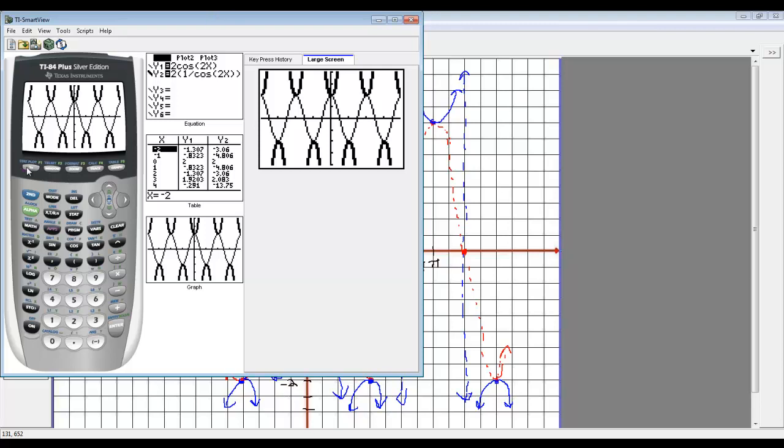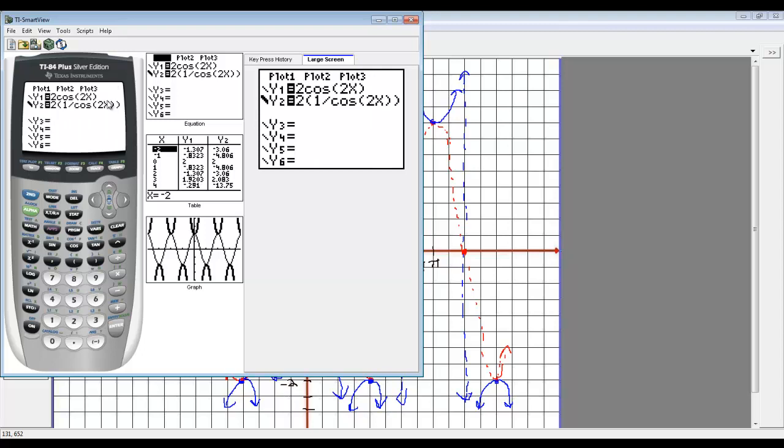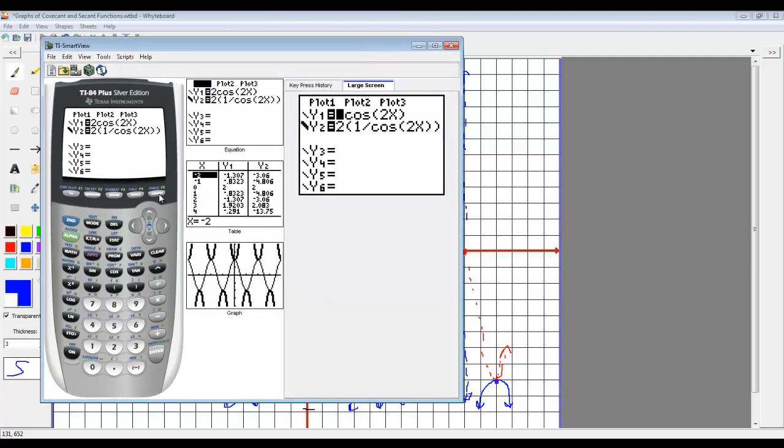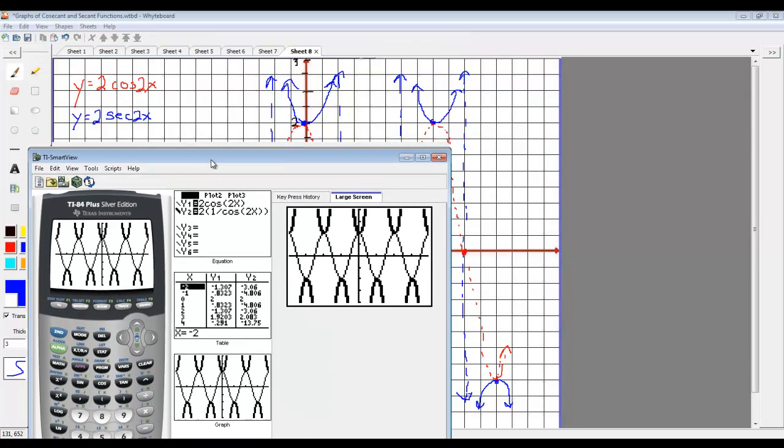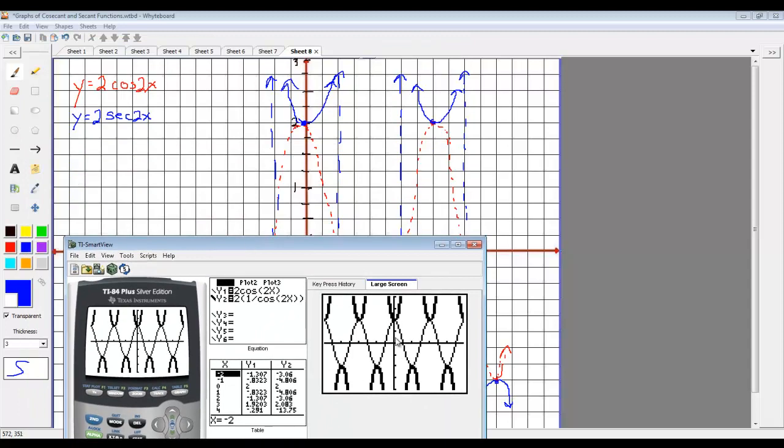But notice I did have to put in the 2 out front, that's 2 times whatever you're dealing with, 2 times secant 2x. Secant 2x is 1 over cosine 2x. It's a reciprocal function. So when you're putting in secant or cosecant, you've got to do 1 over whatever it is. If you're putting in cosecant, you've got to do 1 over sine. Or if you're putting in secant, you've got to do 1 over cosine in the calculator. But there you go. That graph looks pretty similar. It's a little nicer than mine, but you see the same pattern existing there.